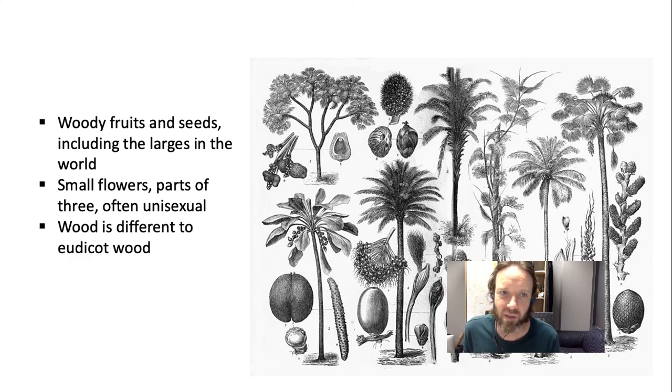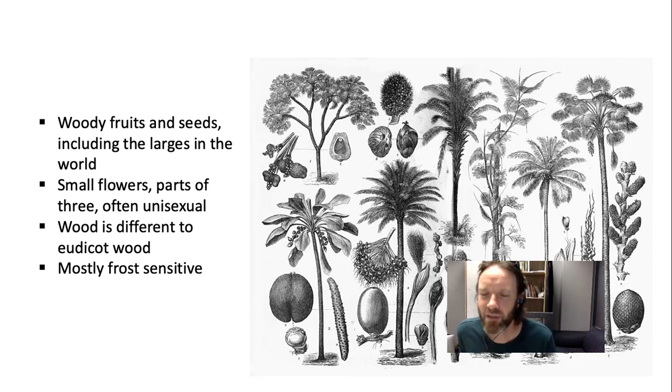The wood is very different to the eudicot wood, and associated with that, it's very frost sensitive. So you typically do not find any members of this group, of this family, in places where you have hard frosts and experience freezing temperatures. And there's anatomical reasons why cold temperatures can damage the stems of palms more so than you would see in eudicot lineages.